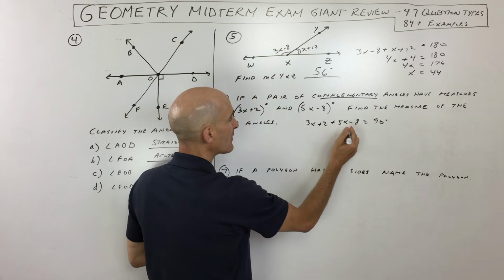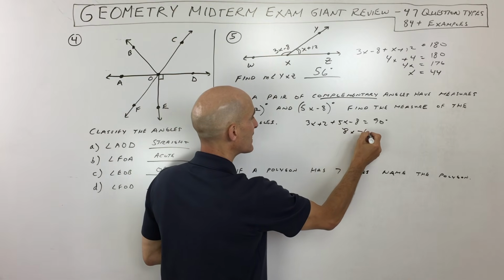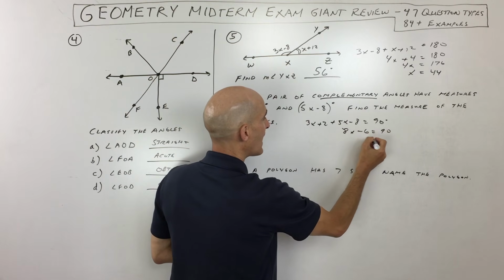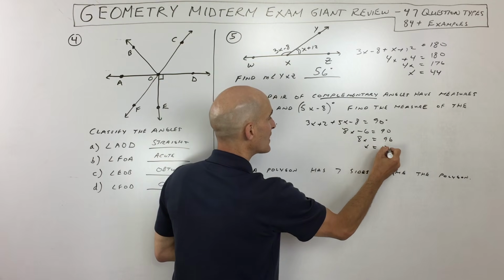Okay, so we're going to combine like terms. That comes out to 8x minus 6 equals 90. Add the 6 to the other side. Divide everything by 8. So we get x equals 12.